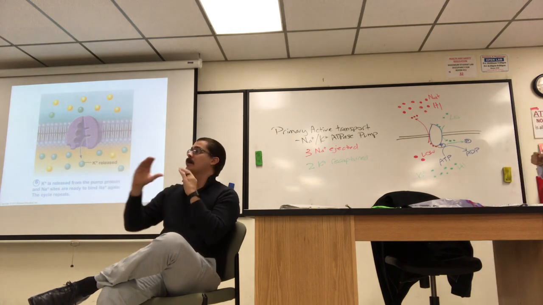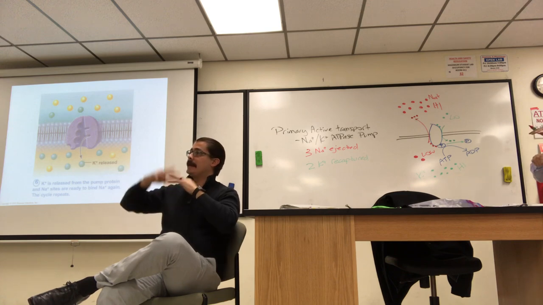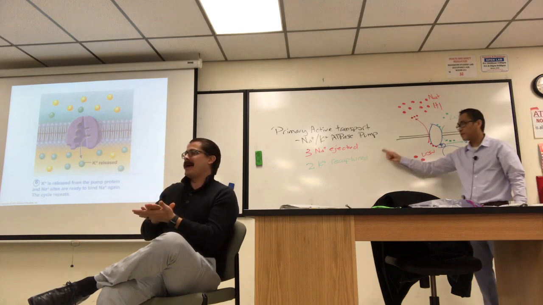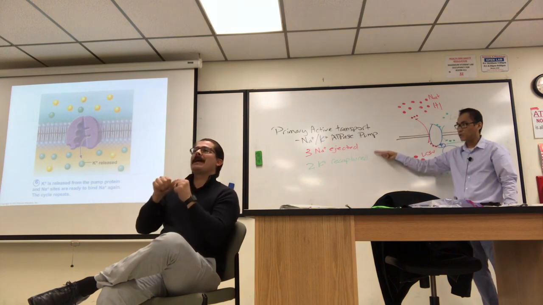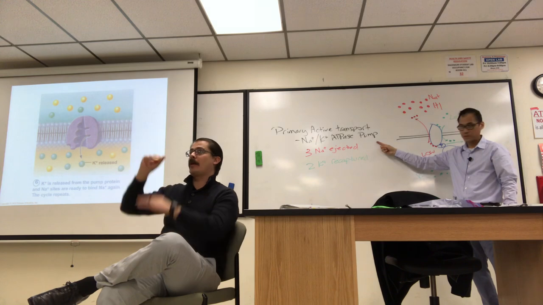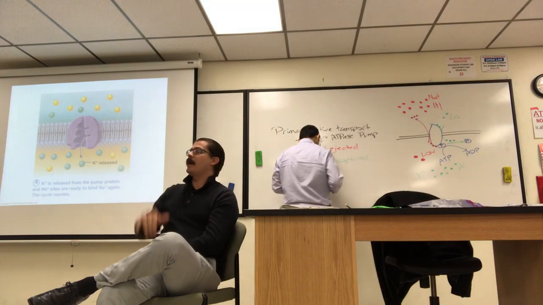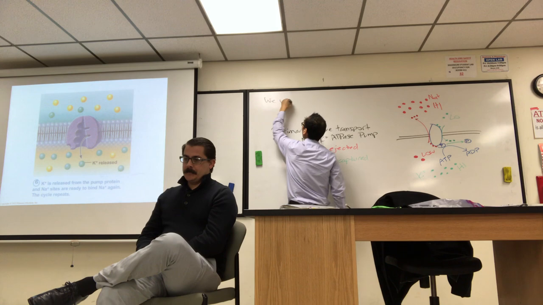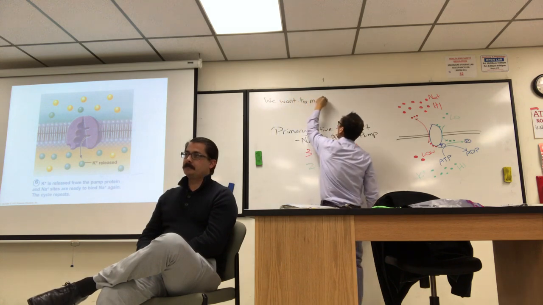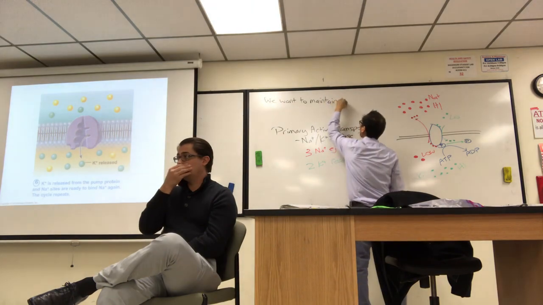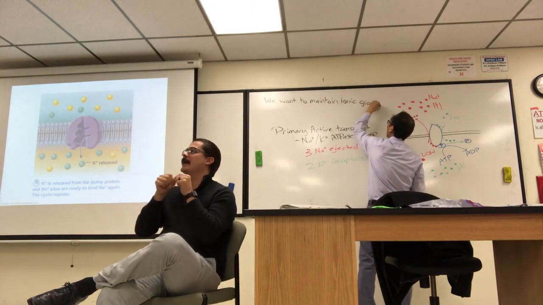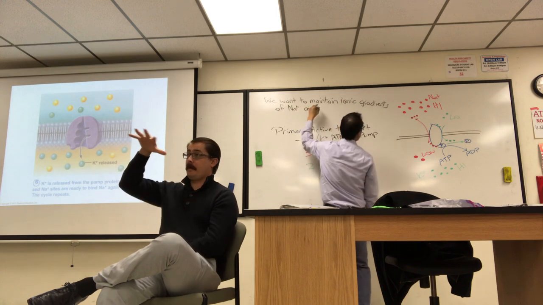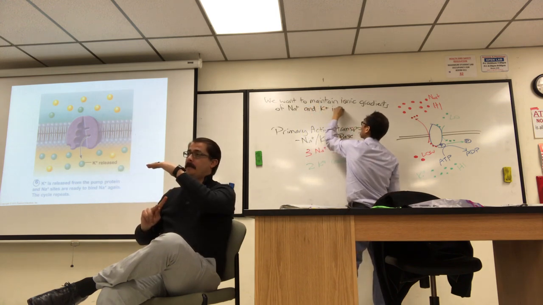Cells really like gradients, because if you can establish gradients on the side of a cell, it can do a lot of other work. So for now, let's just put that. The purpose of this is you want to maintain these ionic gradients of sodium and potassium. The pump accomplishes this. Let me write that down. We want to maintain ionic gradients of sodium and potassium ions.